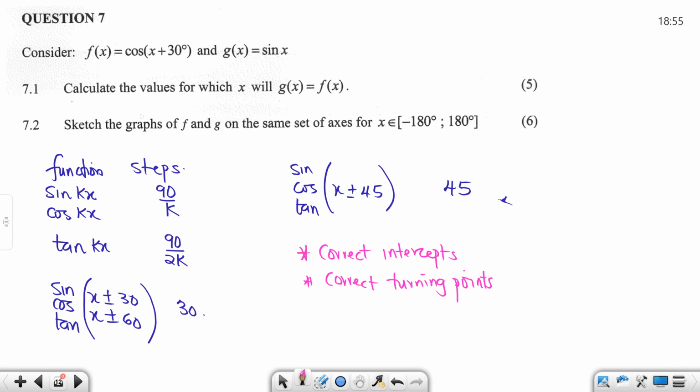All right. My step is going to be for cos x plus 30. It looks like this. It is x plus 30. What's your step? 30. We're done. It's fine. Please do it separately if the steps are different.